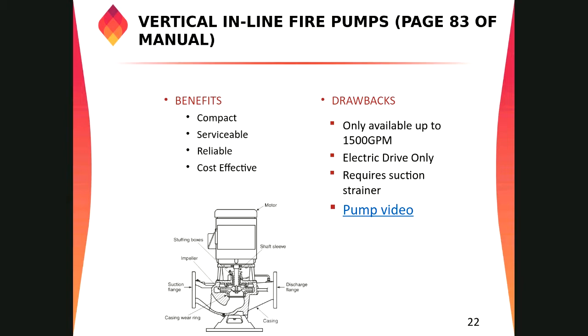And this is the last one. We call it the vertical inline fire pump. Yeah, this is not common, right? It is very compact, serviceable, reliable, and cost effective, and it is available up to 1500 GPM. So what is the beauty of that? The motor sits on the pump only. So if we have a space requirement in some rooms, we can use this pump. But this is only available with the electrical drive. We cannot go for the mechanical drive with this pump.